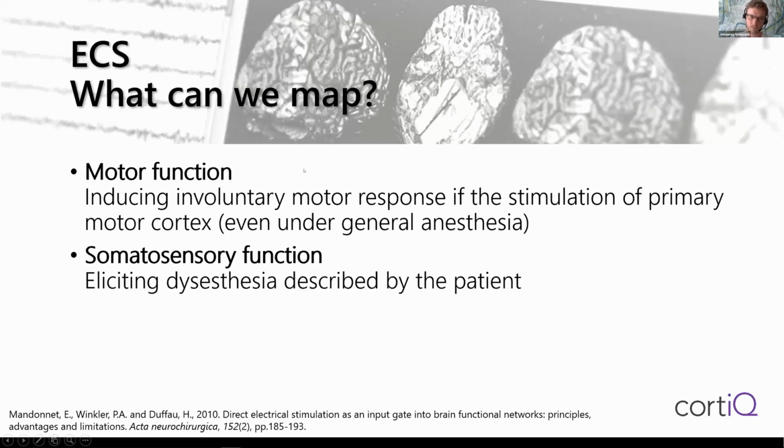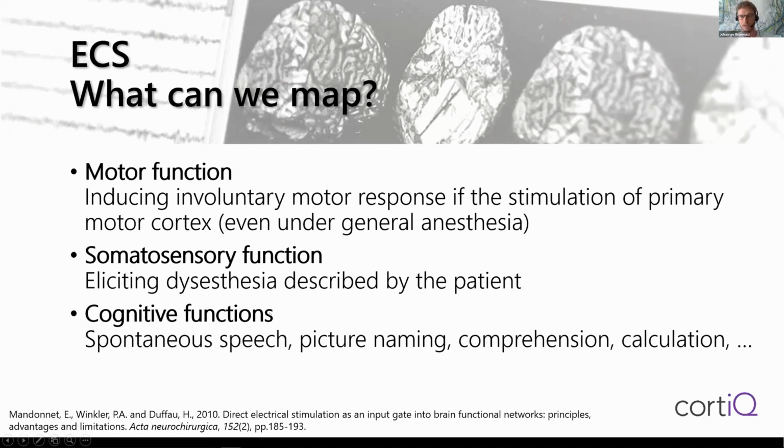Secondly, we can map somatosensory functions. So when we stimulate the sensory cortex, then the patients usually report strange feelings or numbness at their palm or hands, fingers, whatever region we are hitting. So this is how we can map sensory functions.